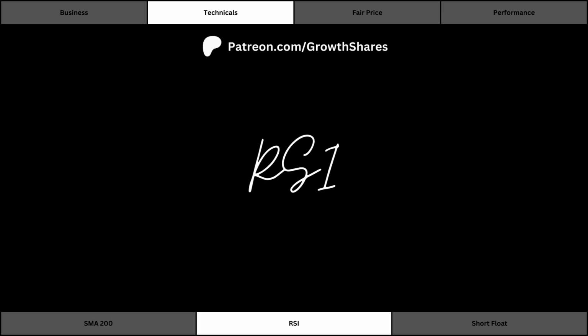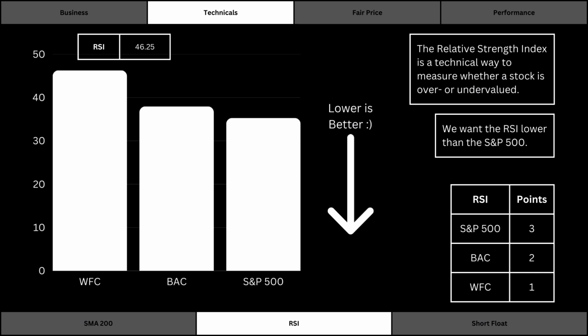Relative Strength Index. The RSI is a technical way to measure whether a stock is over or undervalued. Ideally, we want the RSI lower than its competitor and the S&P 500.